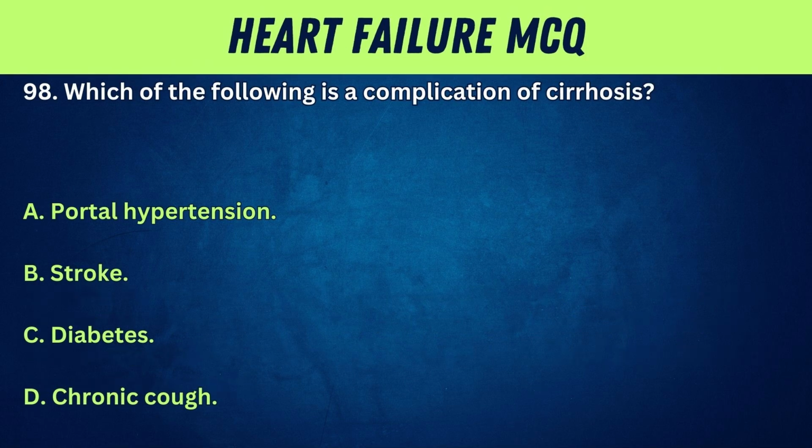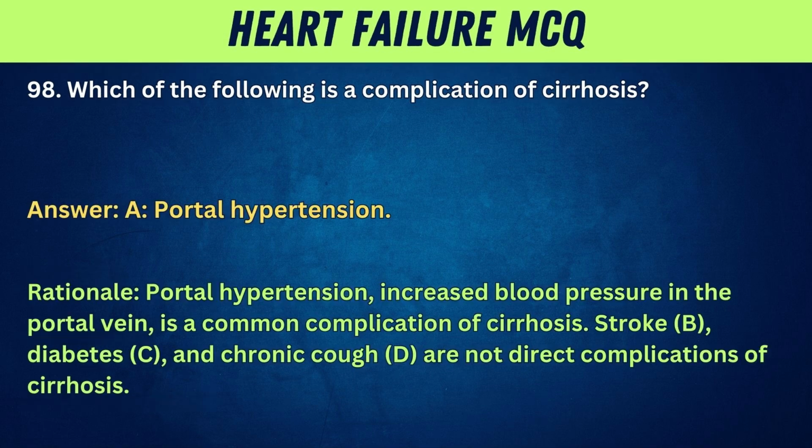98. Which of the following is a complication of cirrhosis? A. Portal hypertension. B. Stroke. C. Diabetes. D. Chronic cough. Answer: A. Portal hypertension. Rationale: portal hypertension, increased blood pressure in the portal vein, is a common complication of cirrhosis. Stroke, B, diabetes, C, and chronic cough, D, are not direct complications of cirrhosis.